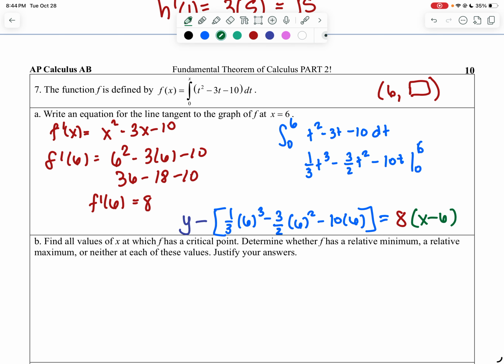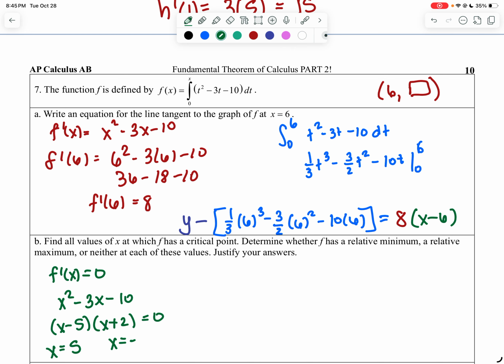All right, part B says find all values of x at which f has a critical point and determine whether f has a relative minimum, a relative maximum, or neither at each of these values. Justify your answers. Well, perfect for us. We already have the first derivative. That is x squared minus 3x minus 10. So I am going to go ahead and set this equal to 0 to find my critical points. Lucky for us, hopefully we know how to factor. That gives us x is equal to 5 and x is equal to -2.